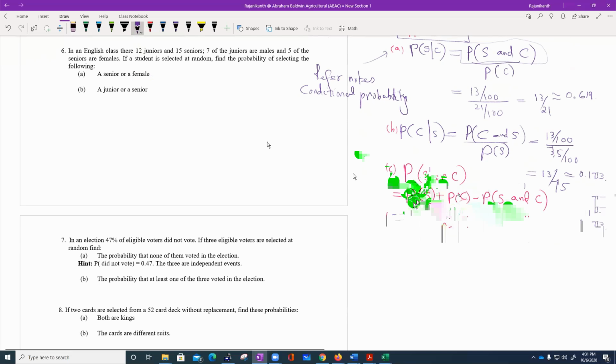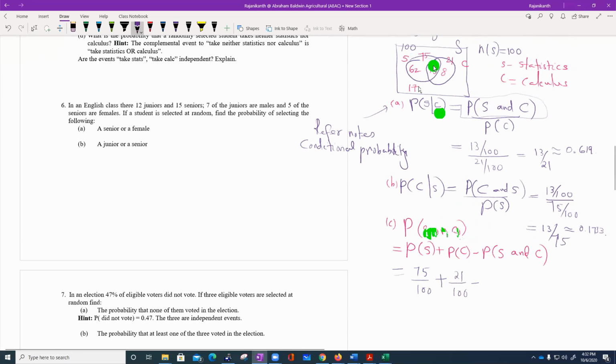The probability of statistics, we know that there are 75 students taking statistics out of 100. What is the probability of calculus? There are 21 students taking calculus out of 100. Now the overlap region, right? There are 13 taking both. So it's going to be 13 over 100 then. So if you simplify this, that is going to be 83 over 100. So that is 0.83.